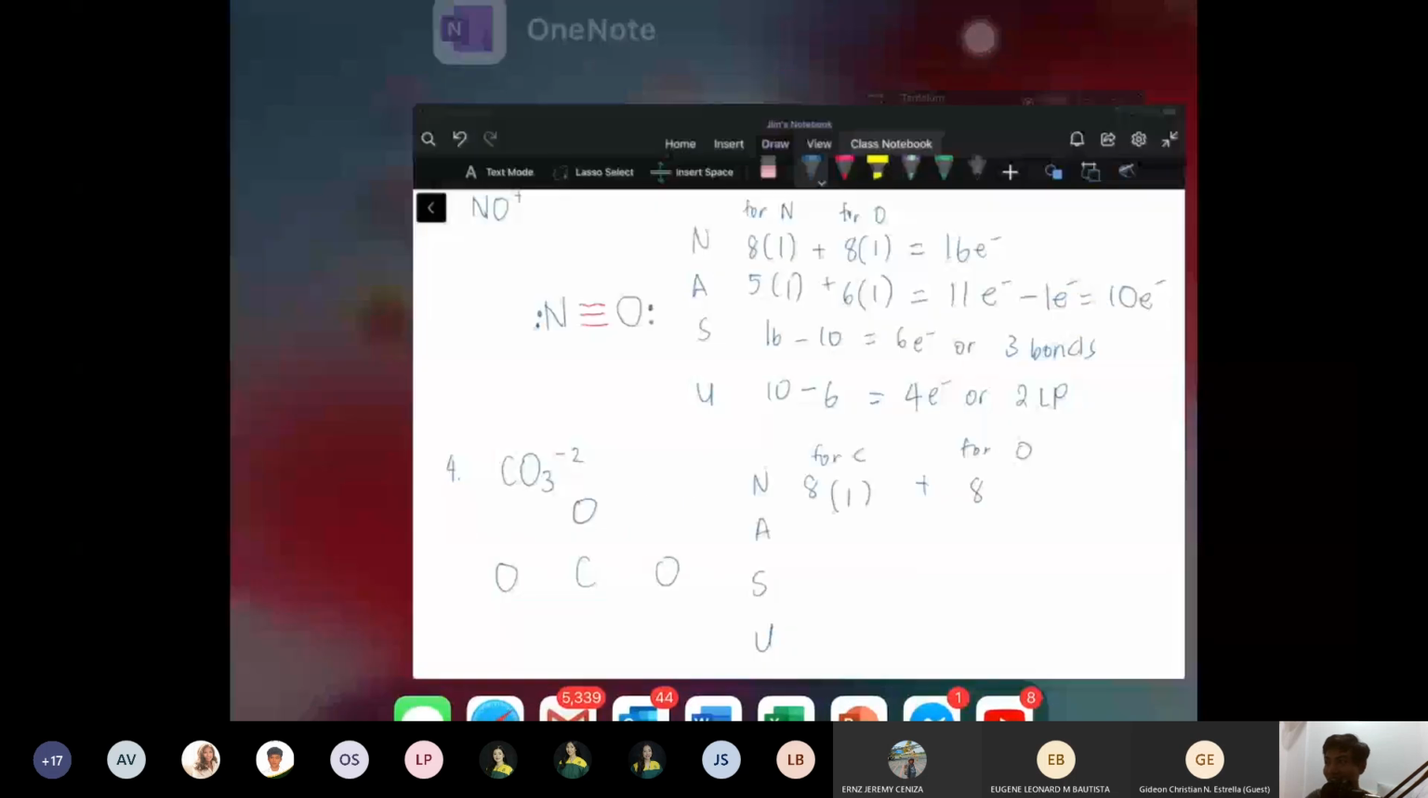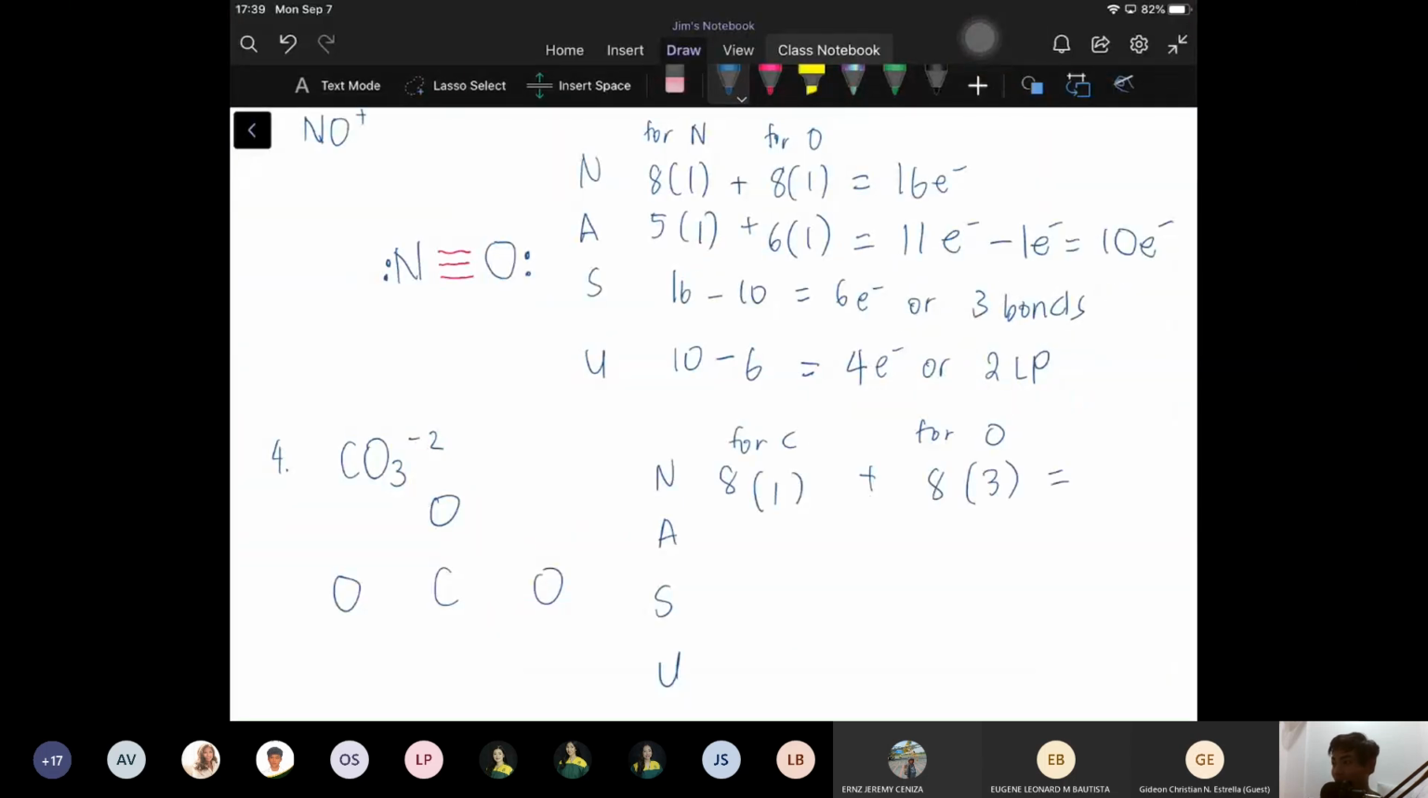Okay, so 8 times tatlo, kasi tatlo yung ating oxygen atom. So 8 plus 8 times 3: 8, 16, 24, 32. So 32 electrons yung kailangan. Okay, so available. Available, again, it pertains to the valence electrons. Carbon, ilan yung kanyang valence electrons? 4, kasi group 4 siya. So 4 times 1. Oxygen, valence electrons is 6. So 6 times 3. I-add natin: 4, tapos 6 times 3, 18, 22 electrons. Okay, so may 22 electrons tayo.